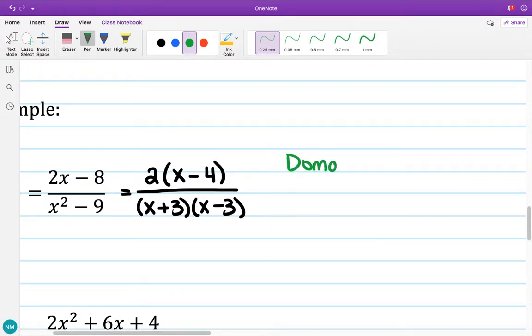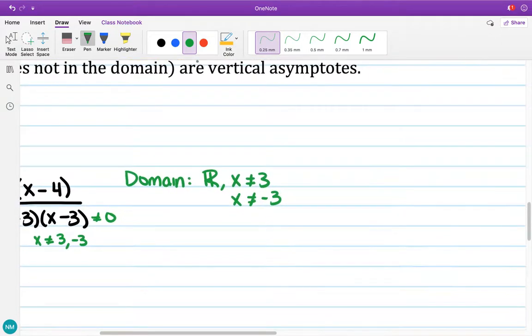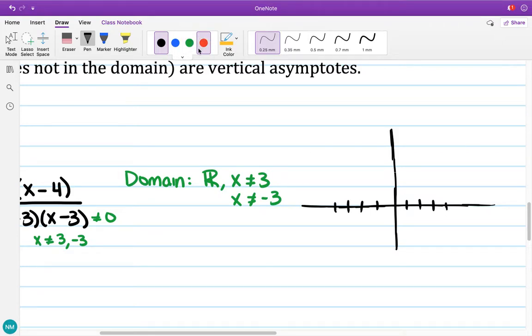So my domain is, I set this not equal to 0, and so I get x cannot equal 3 and negative 3. So it's all real numbers, but x cannot equal 3 and x cannot equal negative 3. So on a graph, forget about everything else. Right now, we're just focusing on vertical asymptotes. What are my vertical asymptotes going to be? Well, that's pretty easy, considering we already found our domain and it's simplified.